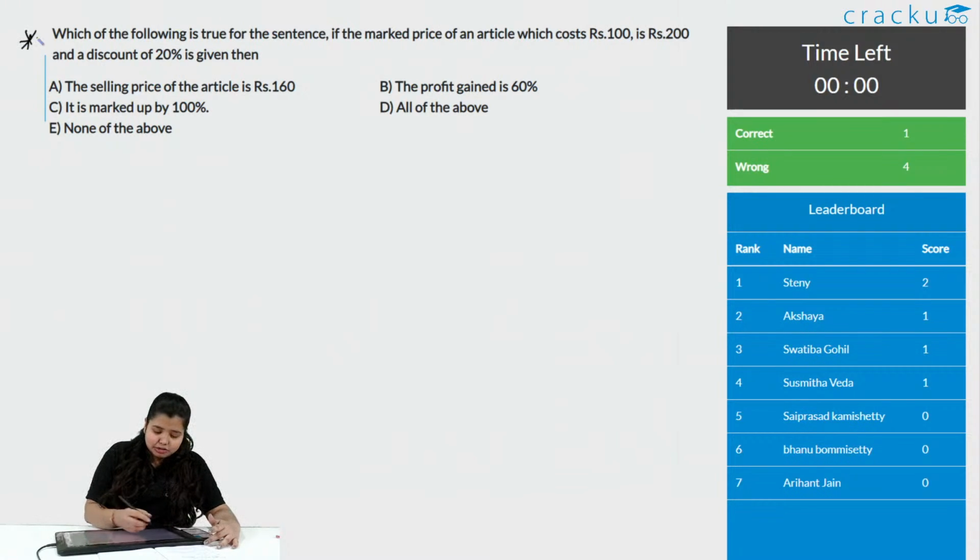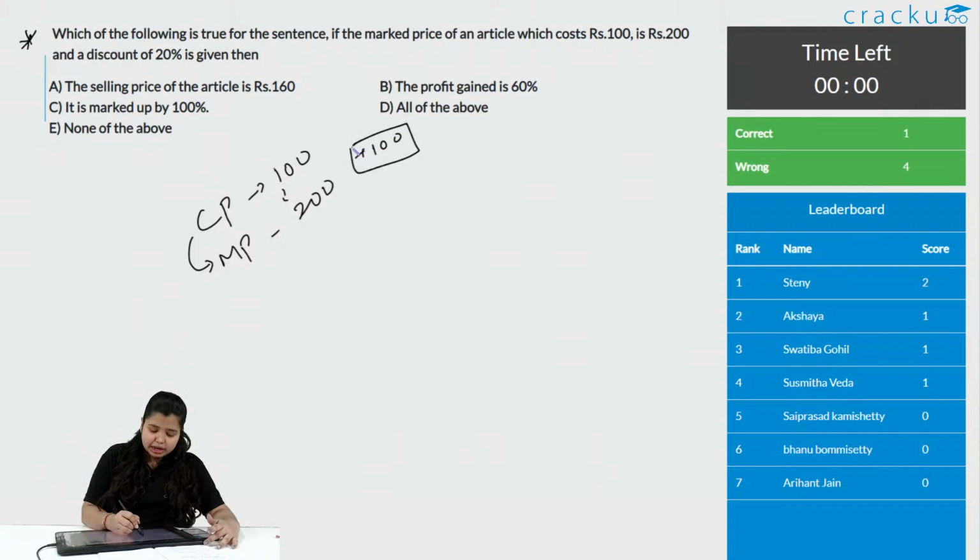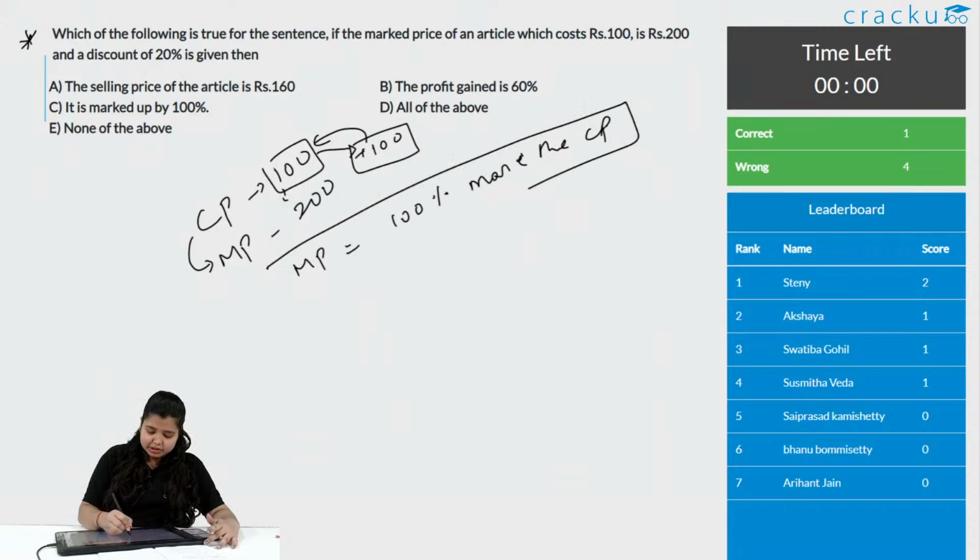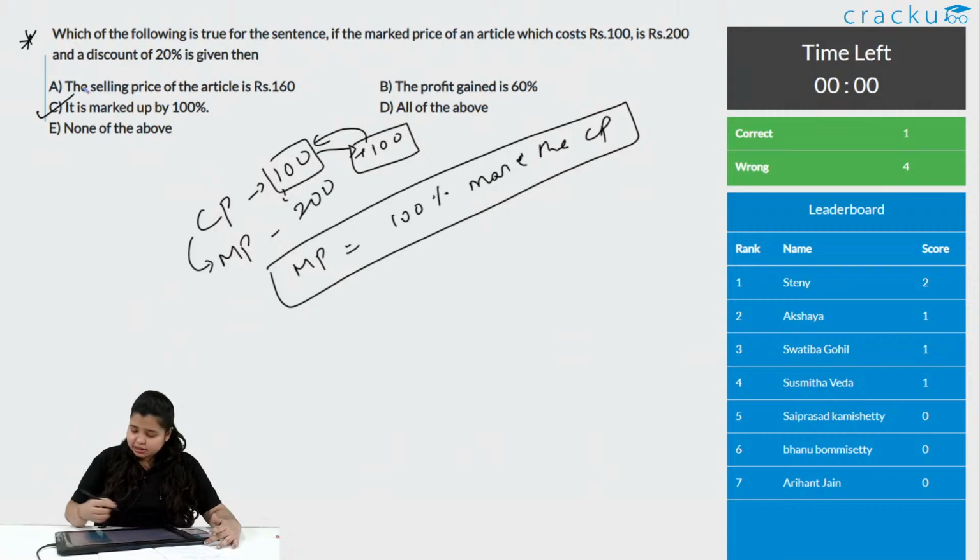See, what is the solution? We know the cost price is given as 100, the marked price is given as 200, okay. So, the direct thing we can see is the marked price is 100 rupees more than the cost price, and the cost price itself is 100, right. So, this is 100% more. The marked price is 100% more than the cost price. This says the third sentence.